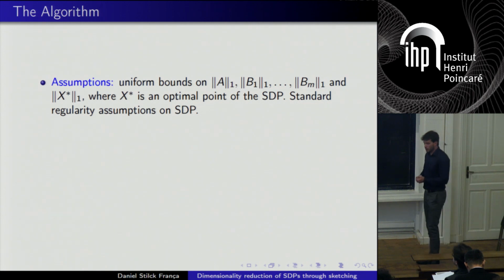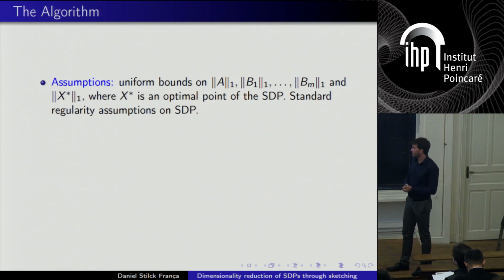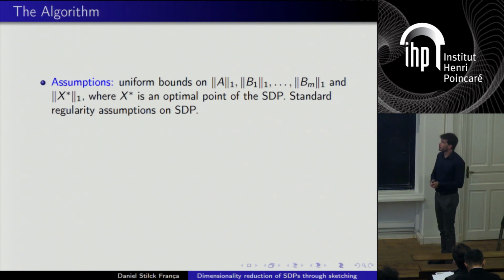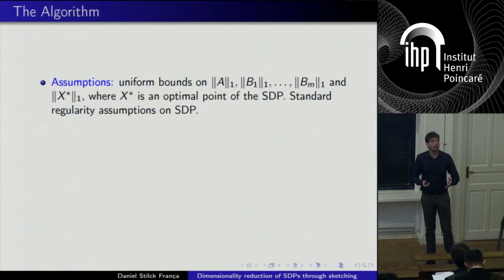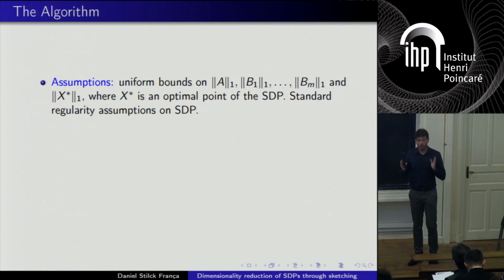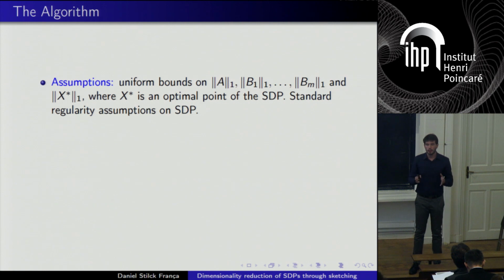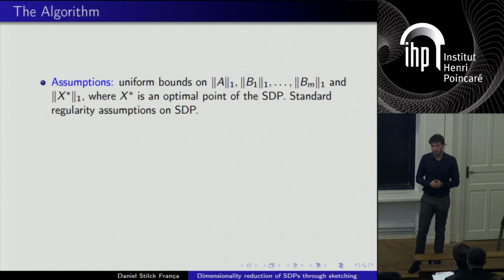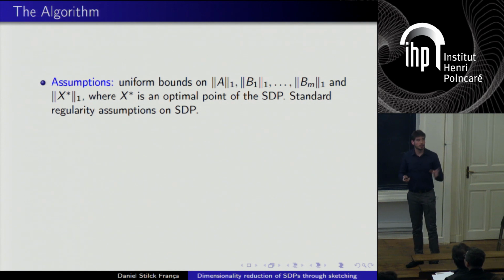Okay, so how do we use this bound on the Hilbert-Schmidt scalar product to now get our algorithm? So what are the assumptions we make? We assume we know something about the one norm of your target functional, so of your matrix A. We assume you know something about the one norm of the matrices that define your constraints, and also of some optimal point. This is what we need for this technique to work.